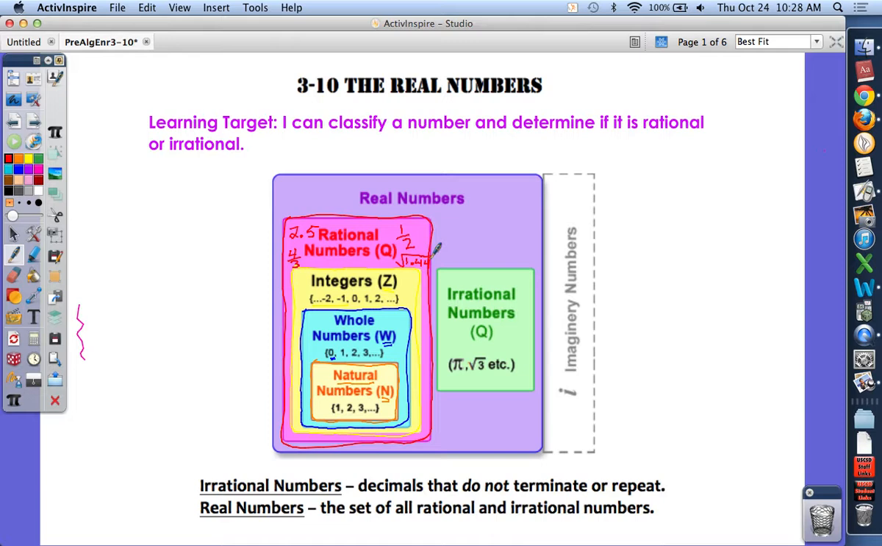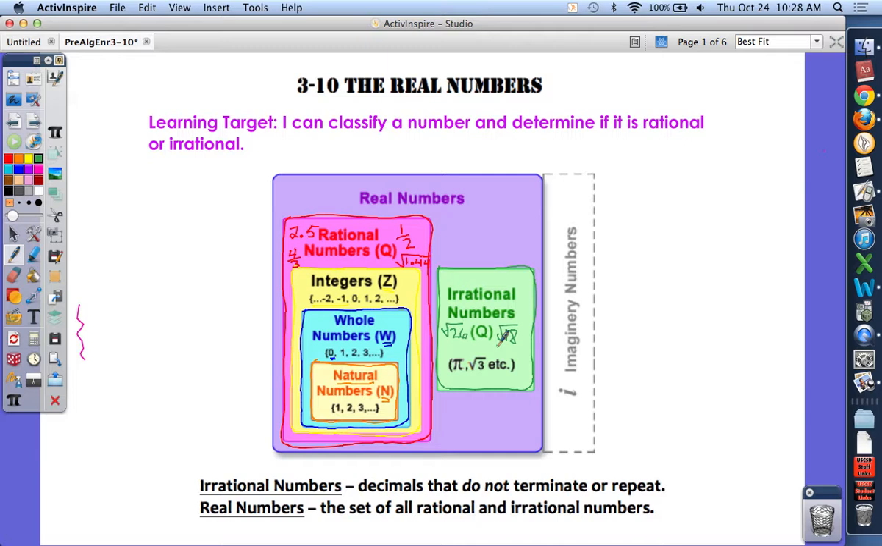Next to this rational family, because there's no overlap, we have the irrational family. Irrational numbers are numbers that do not terminate and do not repeat. Pi is an irrational number. And any square root of a non-perfect square. So the square root of 3, the square root of 18, the square root of 26. Those would all be numbers that would be decimals that would go on forever and never repeat.